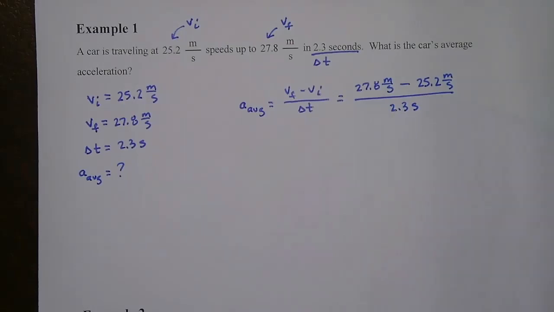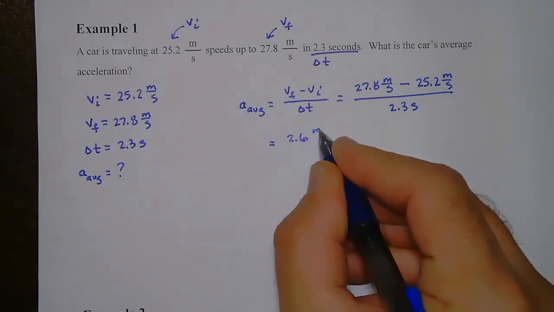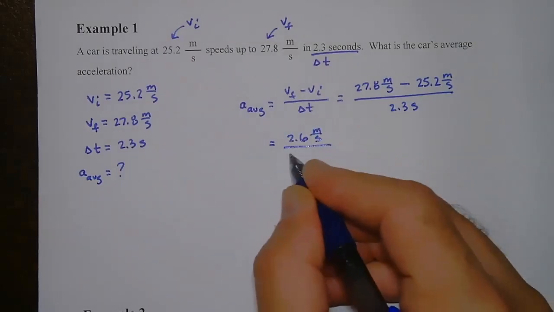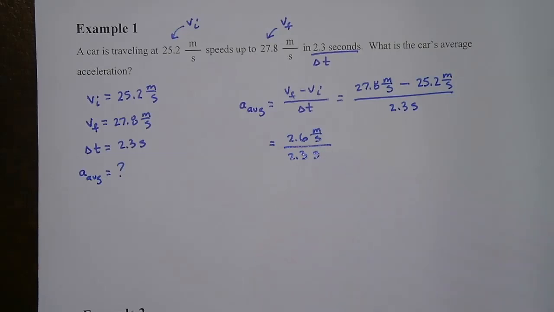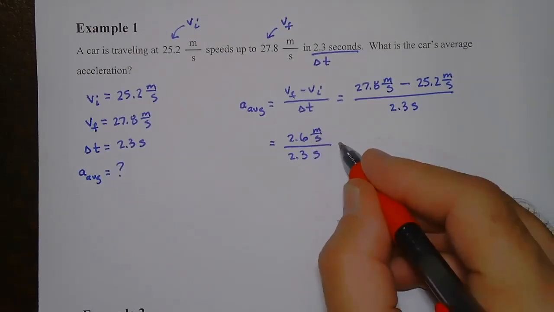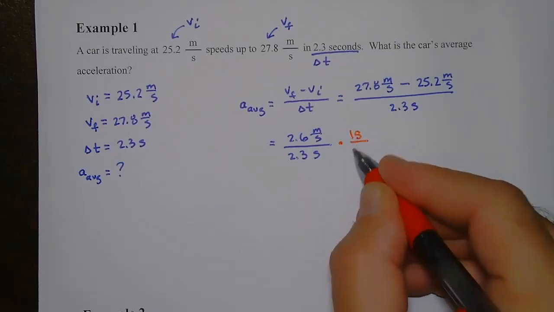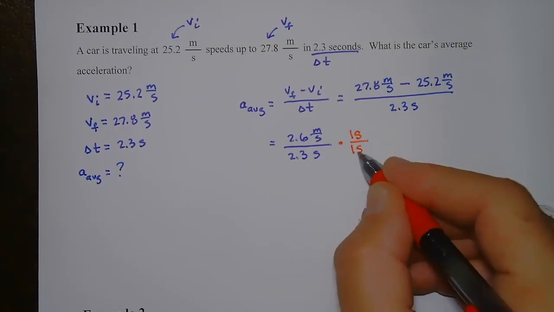All right, what would that give us? I'm grabbing a calculator even myself. I'm tired tonight. 27.8 minus 25.2, and you get 2.6. So this is 2.6 meters per second per 2.3 seconds. I'm going to show you what happens with the units here. It's very similar to what we did before. So what happens here is I'm going to multiply this by 1 second.